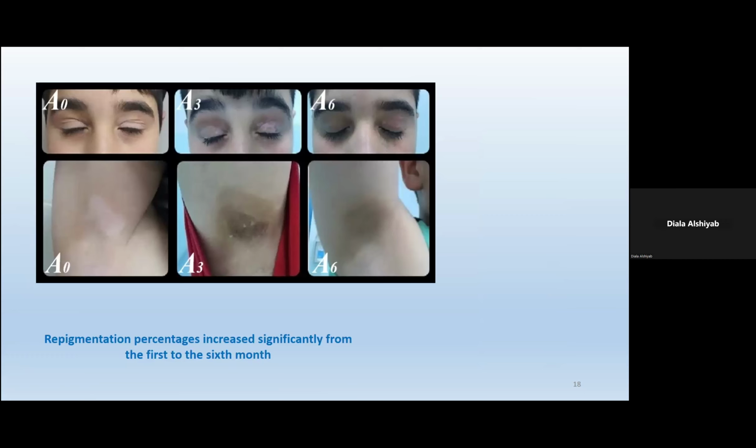This is one of our patients who was on both tacrolimus and excimer light. As you can see around the eyes, he has dramatic improvement after 3 and 6 months. Also over his armpit, you can see the dramatic improvement after 3 months and excellent complete resolution of the lesion after 6 months of treatment.